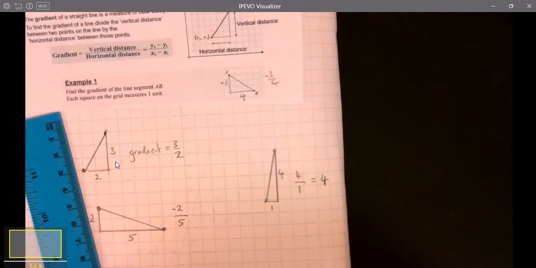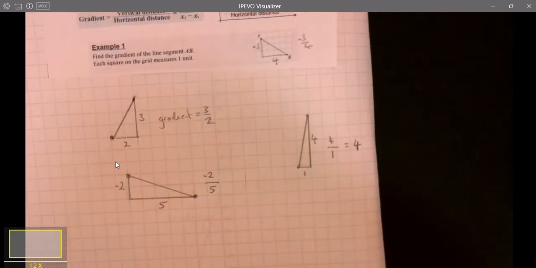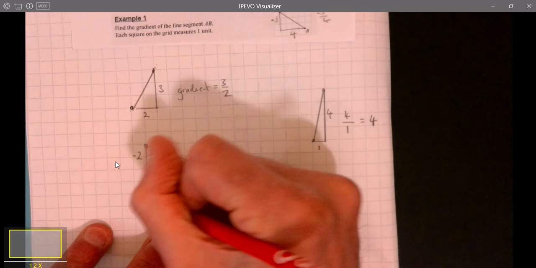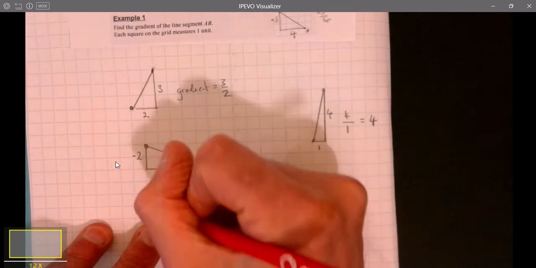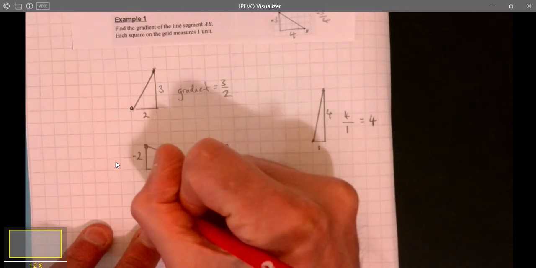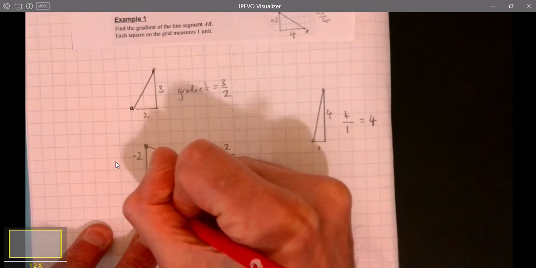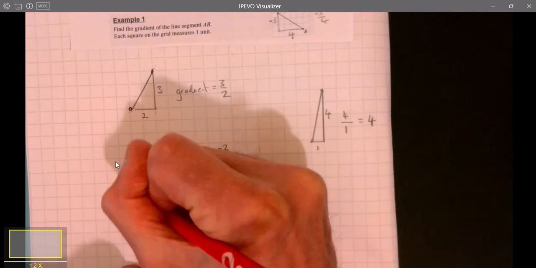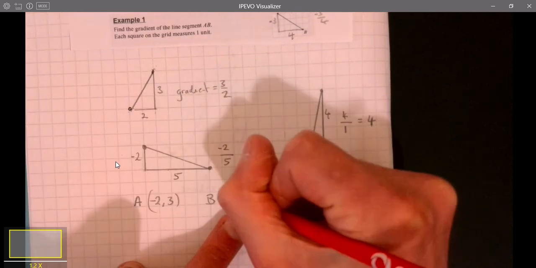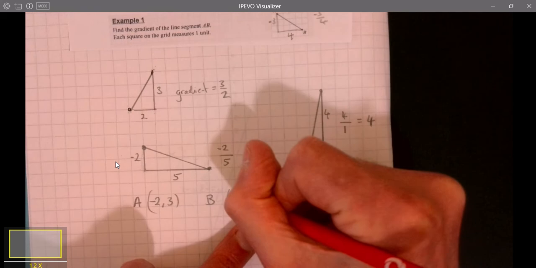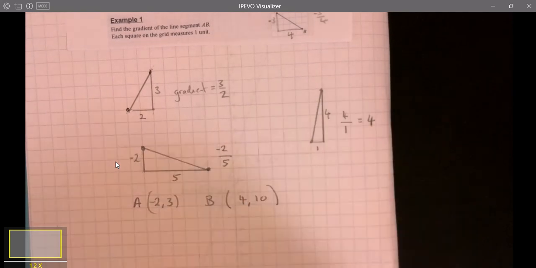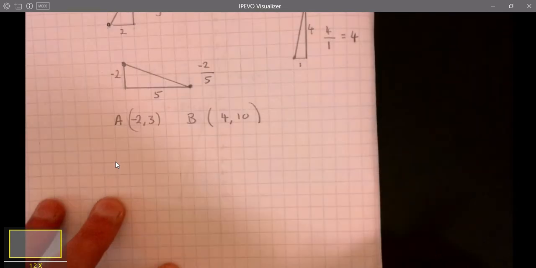The only way it's going to be a little bit harder is if it told us to work out the gradient between 2 points. So, for example, I'm just going to make up 2 random points. I have no idea what the answer to this is going to be. So, let's go. -2, 3. And so I'll call that point A, and I'm going to have point B. We'll have 4, 10.